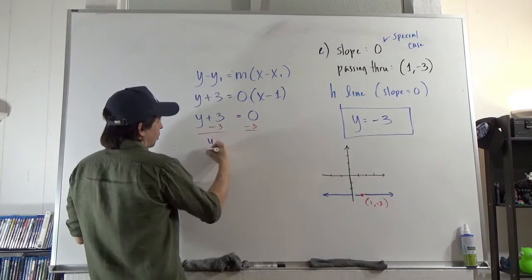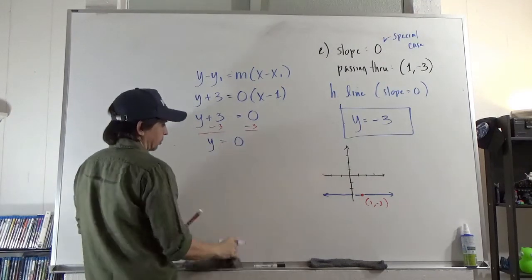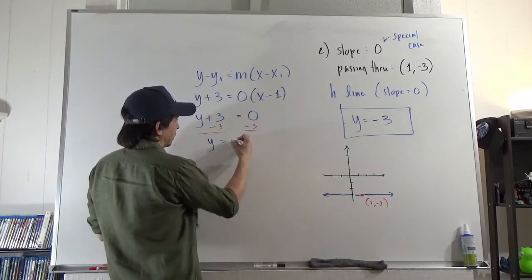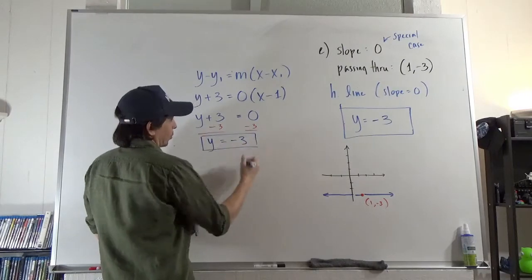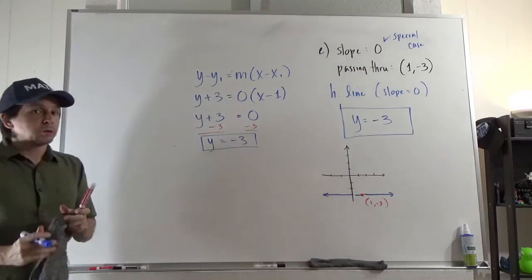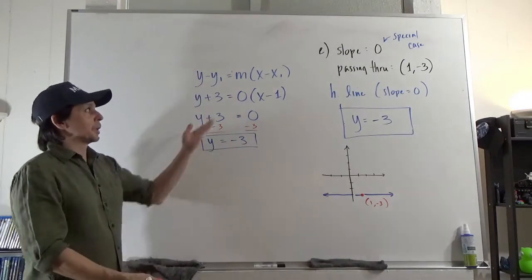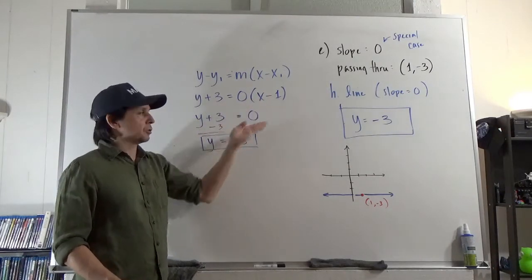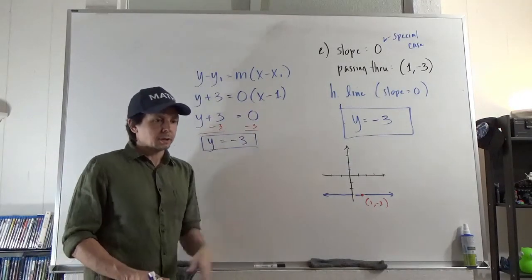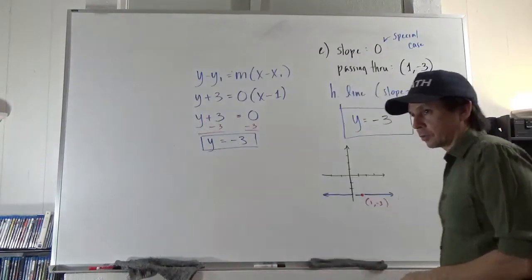Get the y by itself. Oops, I don't get 0, sorry. y is equal to negative 3. And that matches up with the way we did it there. So either one is valid as long as you know how to handle the 0. And remember that 0 times everything in the parentheses wipes it out and you don't have any more x in it. That's how you get a horizontal line out of this.